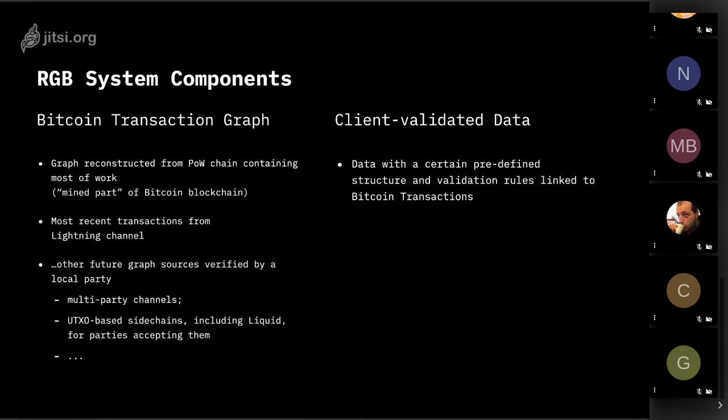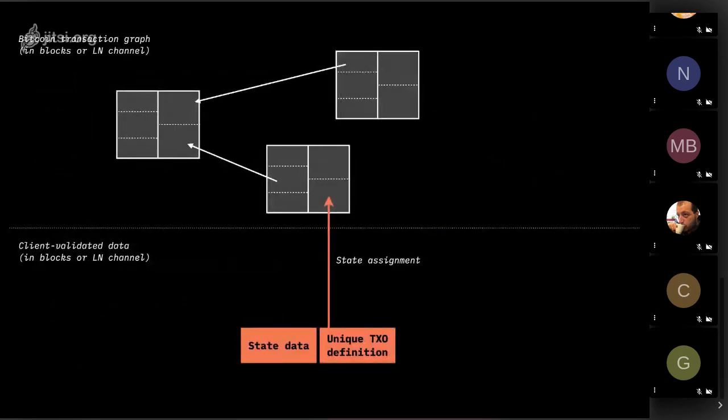And the second part is the client-validated part, the part of client-validated data. These are data with a certain predefined structure and certain predefined validation rules, which are linked to the Bitcoin transactions of the first part. Let me show it in a few graphical slides. On top, we have a Bitcoin transaction graph, either in Bitcoin blocks or a Lightning Network channel. Each transaction, of course, consists of inputs on the left side and outputs. And inputs reference some other existing outputs, namely spending them.